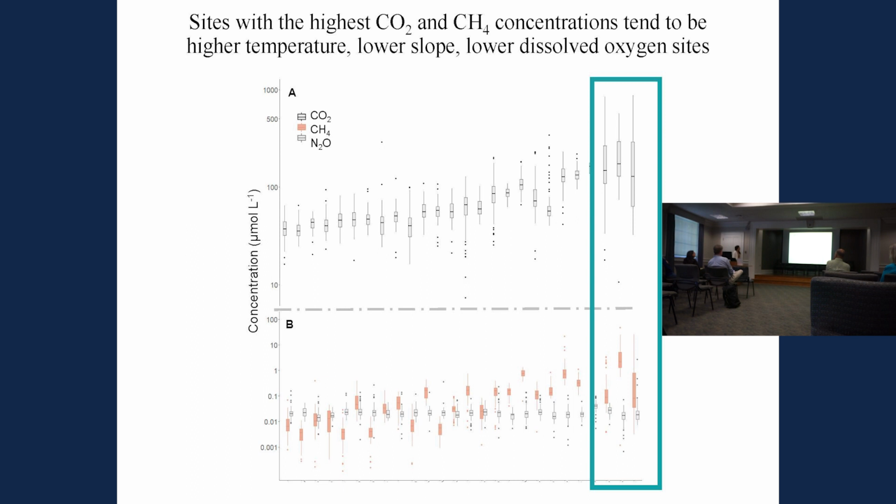Just highlighting this even more, the sites with the highest CO2 and methane concentrations tended to be our highest temperature, lower slope, lower dissolved oxygen sites. So you could think of these as sort of more stagnant, warmer streams.